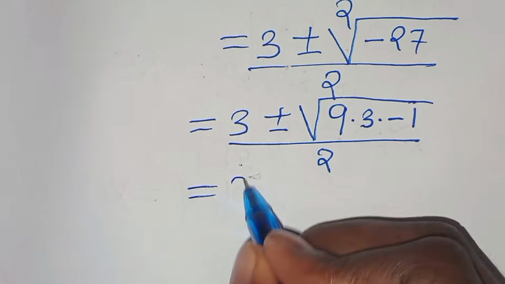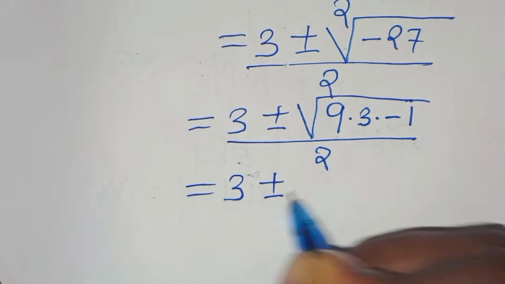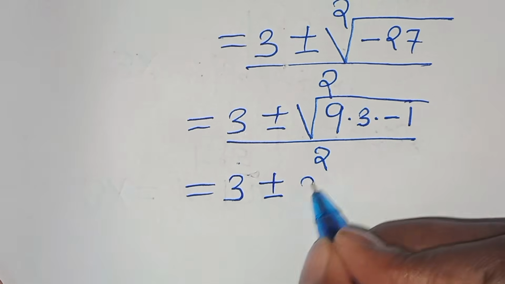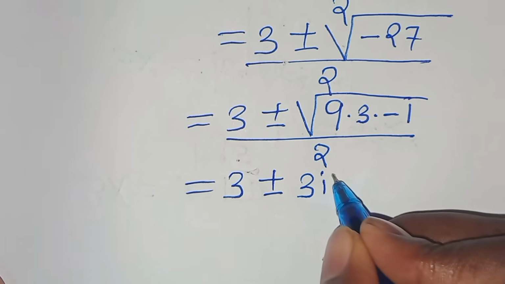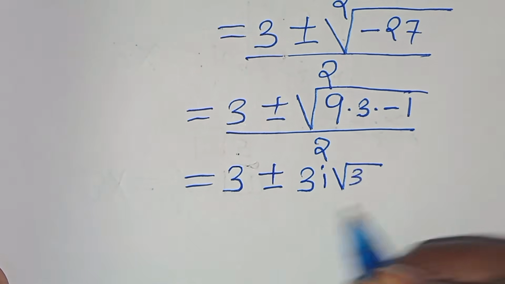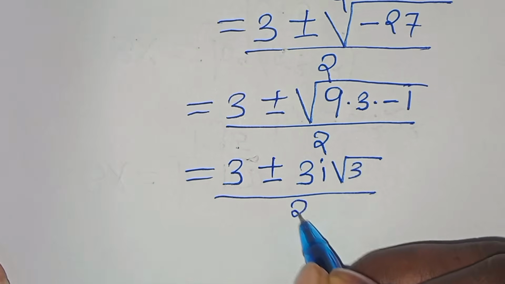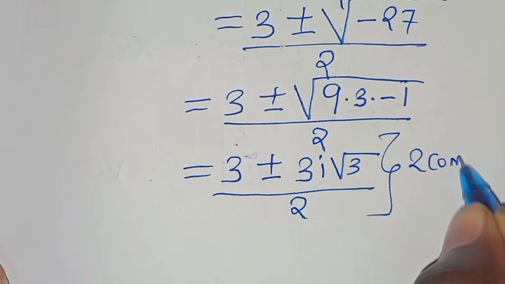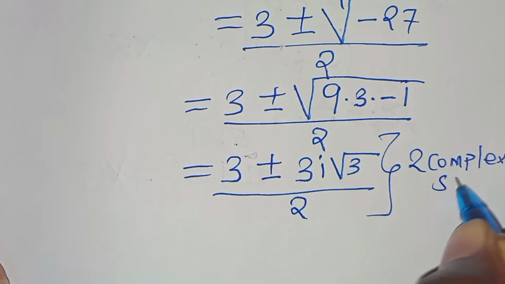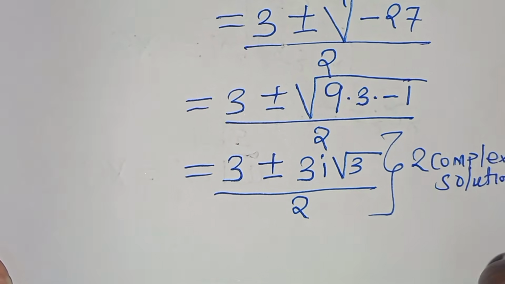So we have 3 plus or minus the square root of 9. This is 3. Square root of minus 1, this is i. Then square root of 3. Everything here divided by 2. So here we have two complex solutions.